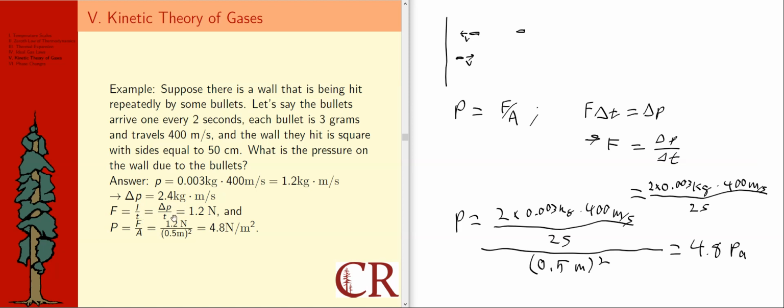So I did slightly different notation in the slide. But since that's going to be 2.4 divided by 2 seconds, that's where I think I got the 1.2 newtons from there. And then I said, okay, pressure, force divided by area, is 1.2 divided by 0.5 squared, which yielded 4.8 newtons per meter squared, which aligns with what we got.